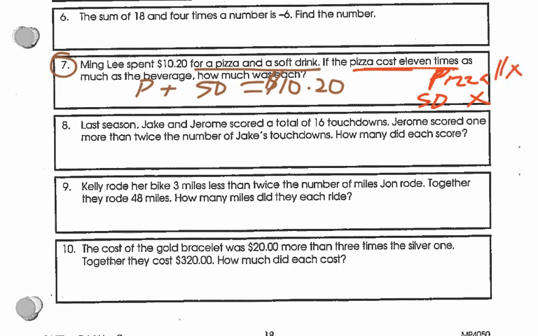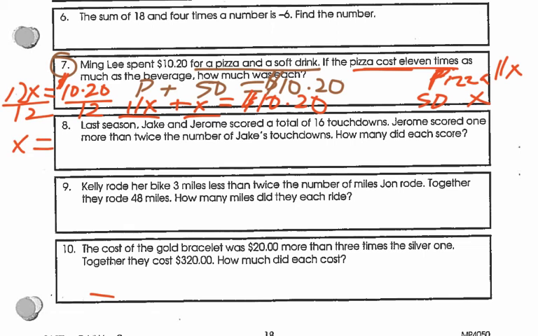So now we could do the pizza, which is 11X, plus X, equals $10.20. So now's the easy part. Combine like terms, you get 12X equals $10.20. Use your calculator because you can definitely use your calculator. Divide by 12 here. X equals 85 cents. So we'll write that as dollars because everything was given to us in dollars. So 85 cents or $0.85.